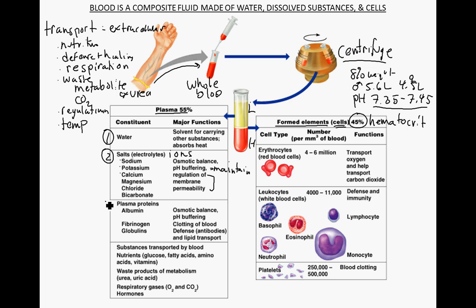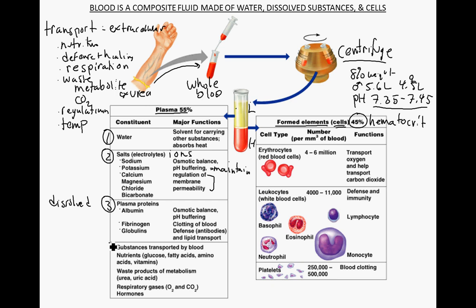The third major constituent here are these plasma proteins, and examples of them are albumin, fibrinogen, and then globulins. And we'll talk more about each of those in future screencasts. But suffice it to say that these plasma proteins are dissolved again in the water, and so you wouldn't look at this plasma up here and be able to see this albumin protein, this fibrinogen, these globulins. They are going to be dissolved in there.